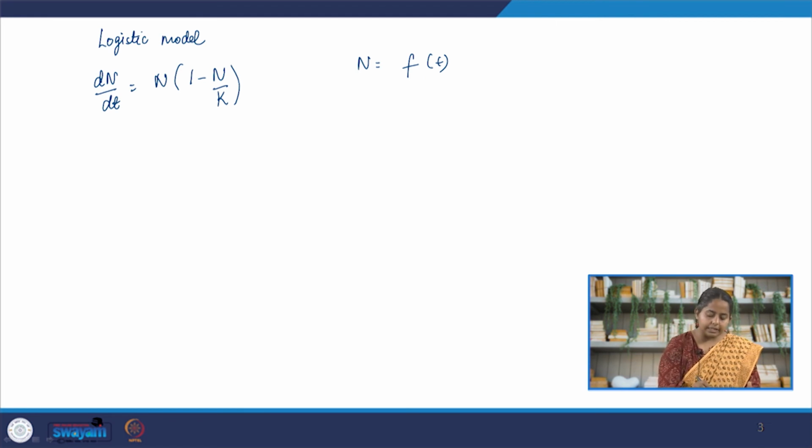Remember, this is still a one-dimensional model. Why is it a one-dimensional model? Because to understand everything I need to know about the system, all I need to know is how many bacteria are present at a given time.